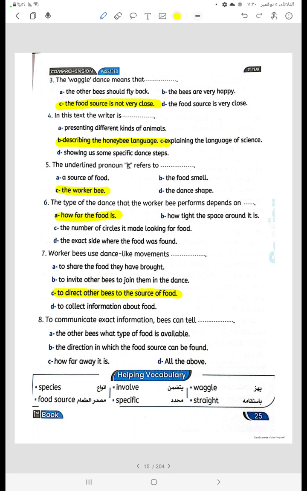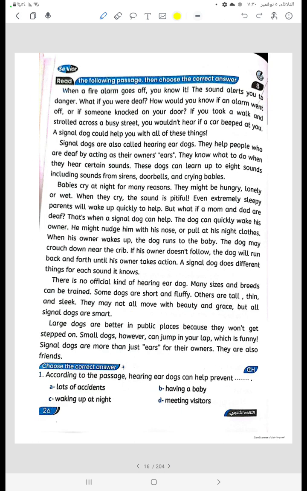طبعا الإجابة هتبقى all the above. كل ده بيقول عن أنواع الأكل والدايركشن إيه، وهو كمان يعني بعده قد إيه. يبقى الإجابة رقم دي. ندخل على القطعة اللي بعد كده رقم 8.